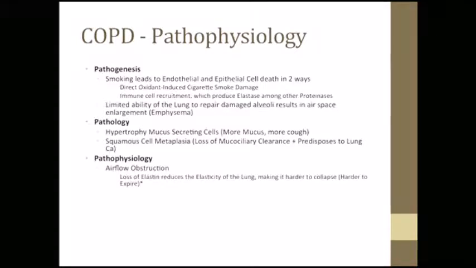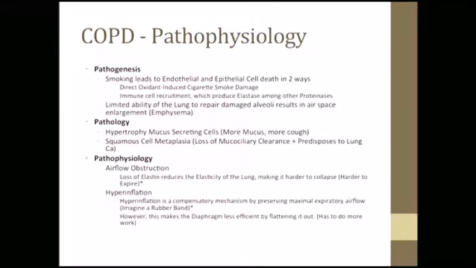So the pathophysiology, you've got airflow obstruction, hyperinflation, and gas exchange. Airflow obstruction is caused by a loss of elastin, which reduces the elasticity of the lung and makes it harder to collapse. And in hyperinflation, when you destroy the elastin in the lung, remember I told you the lung pulls in, chest pulls out. So if your lung loses elasticity, it stops pulling in as strongly. So what happens is that the chest wall will then pull it out further. So that is why you have hyperinflation.